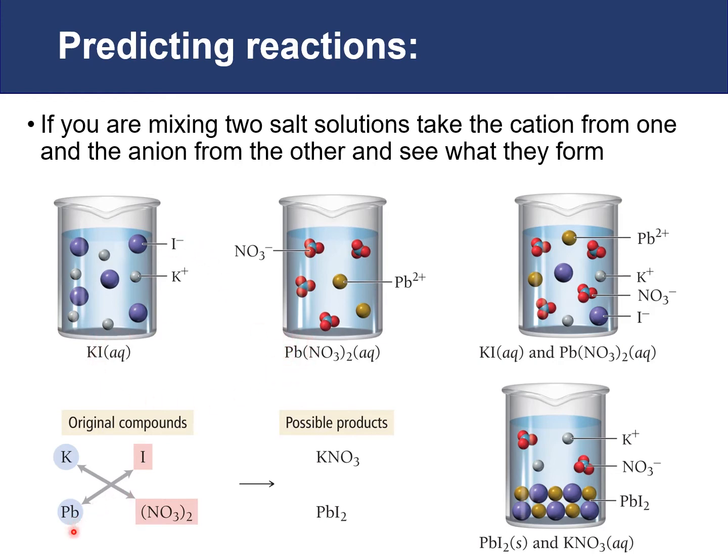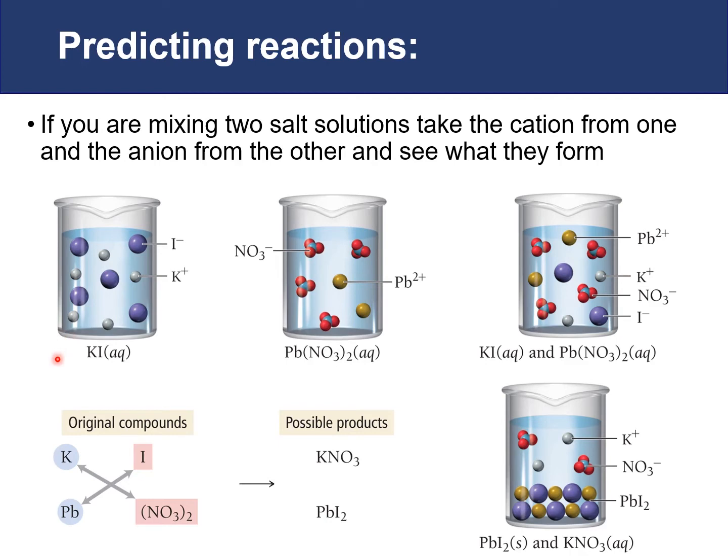If we combine lead and iodide, does that form an insoluble salt? The answer is yes. Most iodides are soluble with the exception of lead. So lead iodide should form a solid, and we would therefore see a precipitate.